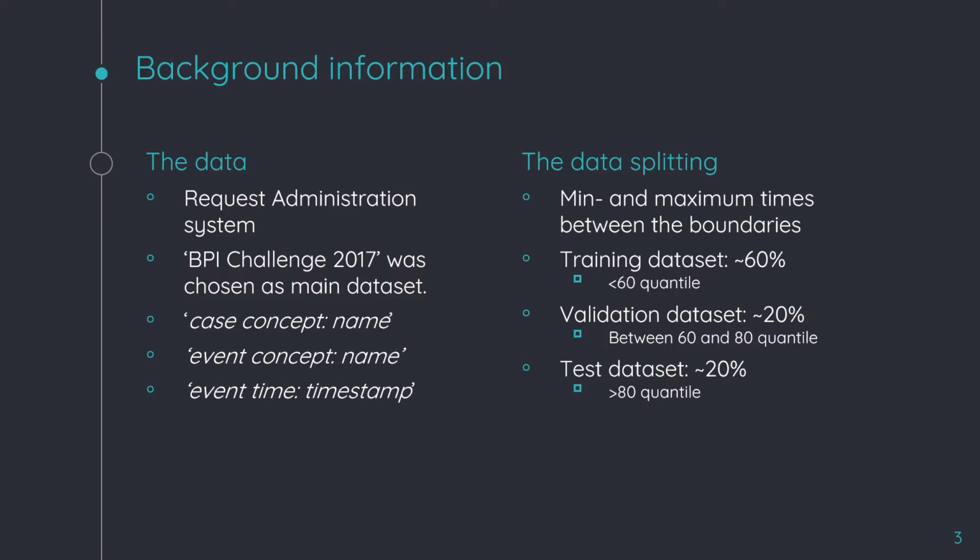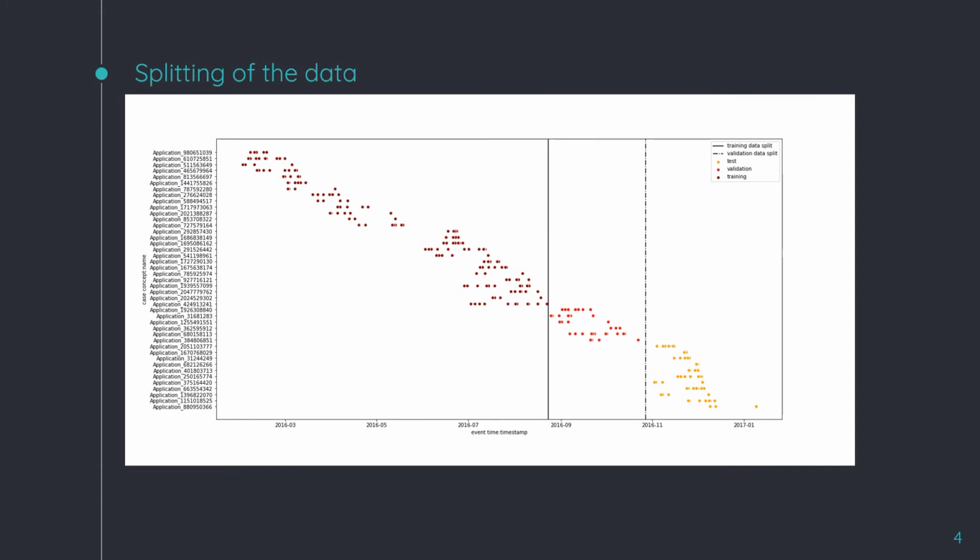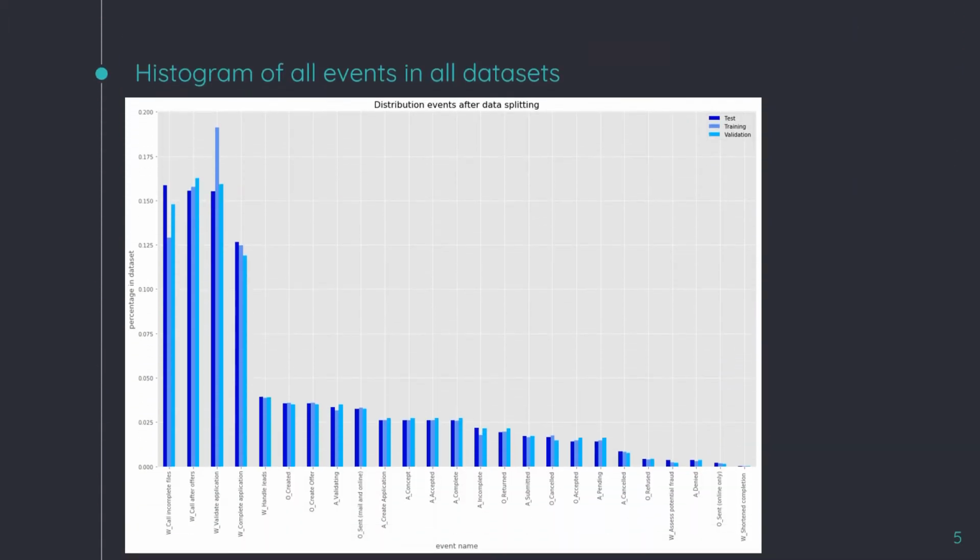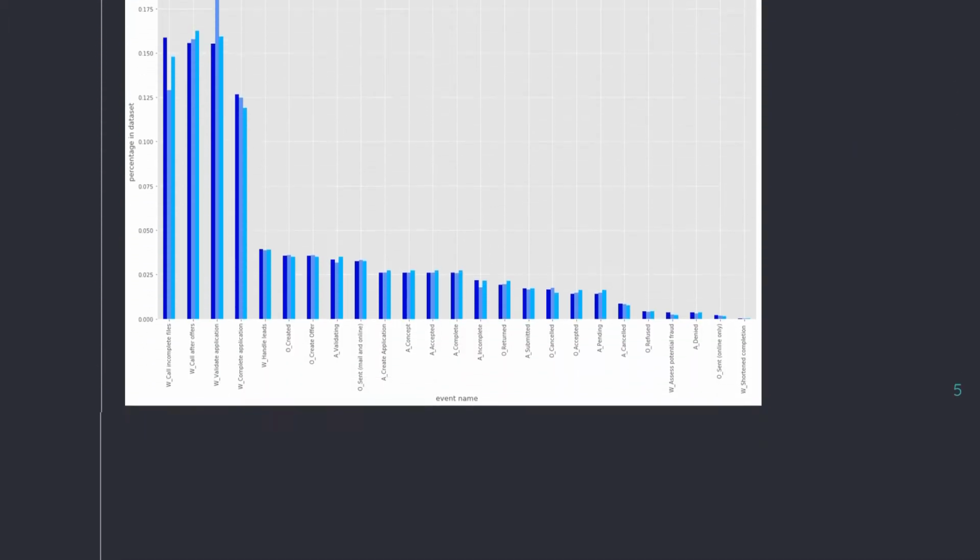Sadly, about 13% of the data got lost since we made sure that no case had been split over multiple datasets. The tool can run other datasets, but the prediction model was made for BPI 2017, so the accuracy and the mean absolute error of the time can suffer. This is a visualization of the data after the splitting. You can see it falls between the boundaries. This is a plot of the distribution of the data between all the datasets.